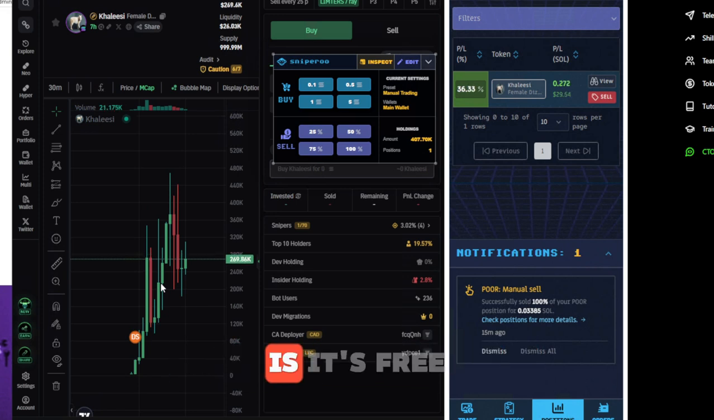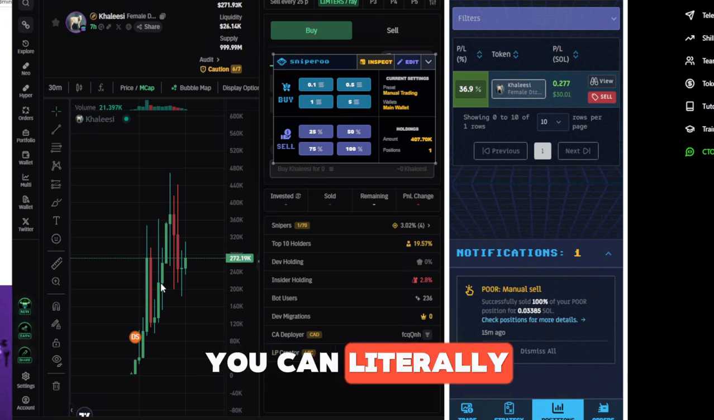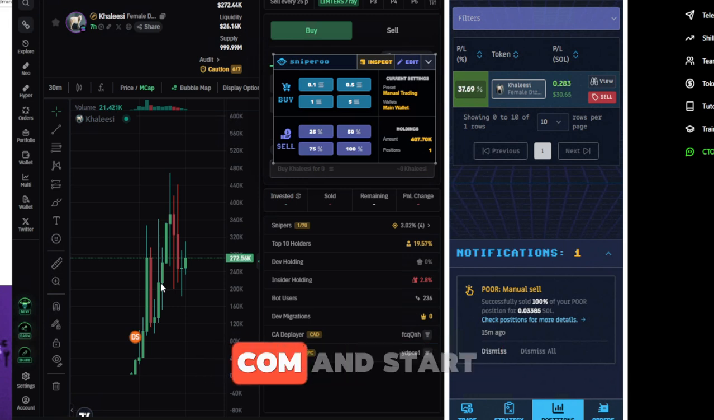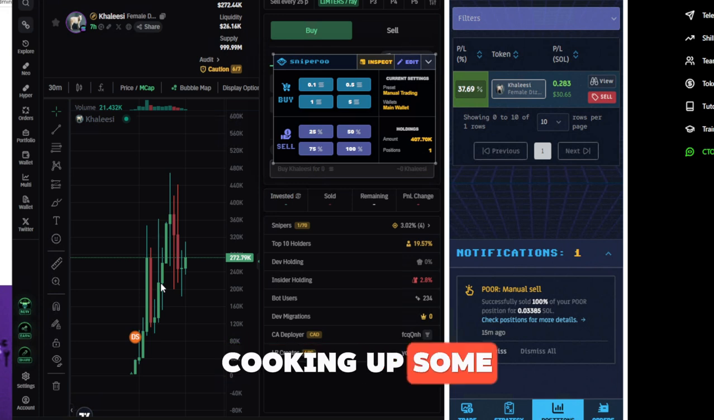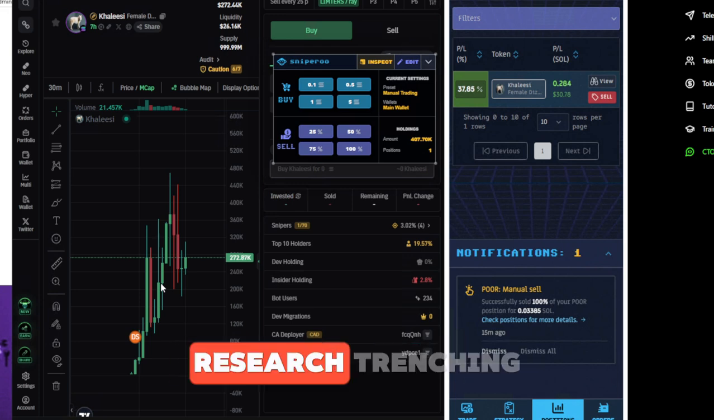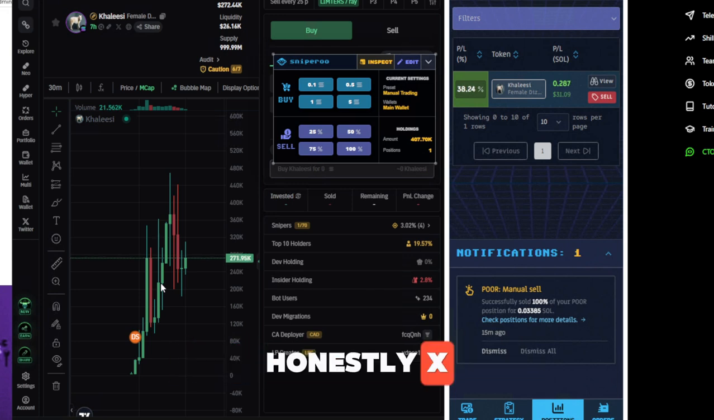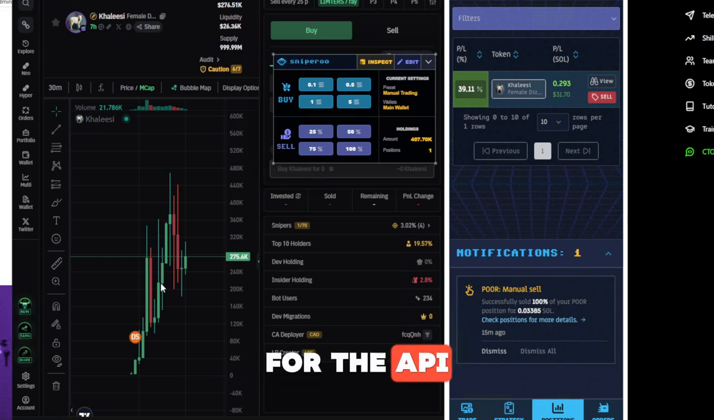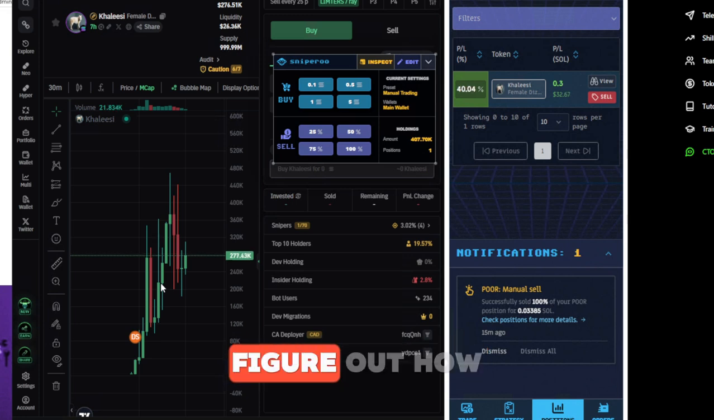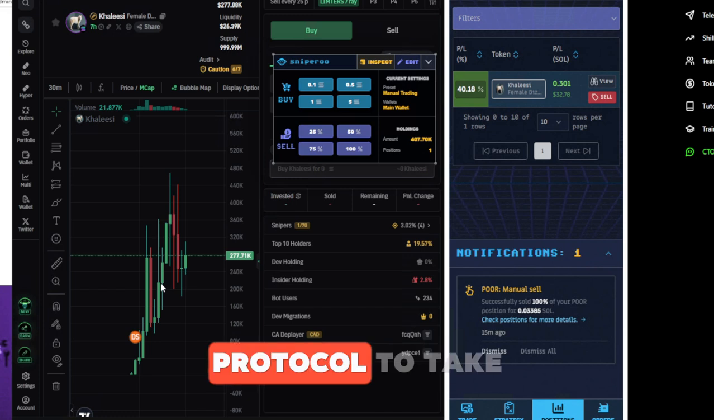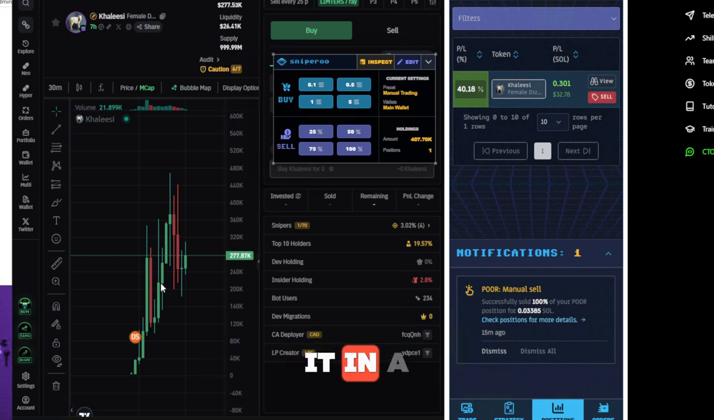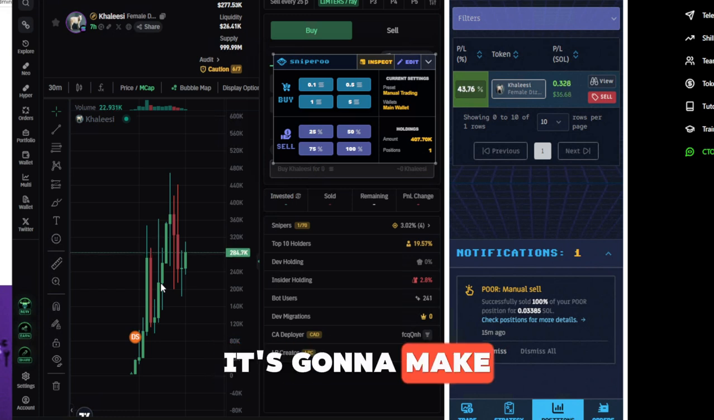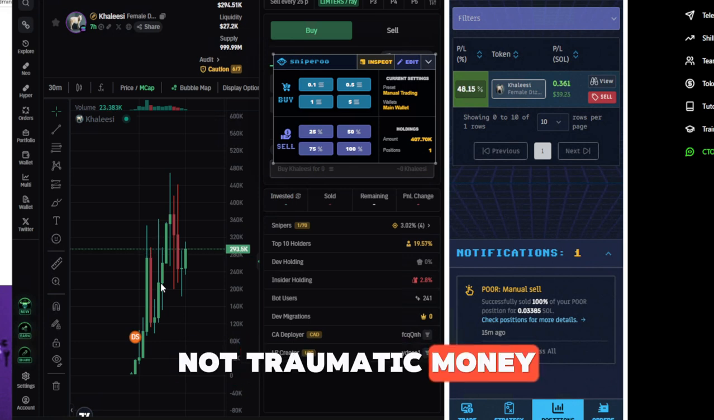And the great thing about this is it's free. You can go right now to exitliquidity.com and start cooking up some research and really trenching. This is real research trenching. Honestly, X.com does not give you the leverage that you need because they want you to pay $5,000 a month for the API. And I'm like, forget that. I can figure out how to use a third-party protocol to take the API and leverage it in a way that is going to make astronomical money for you guys, period.